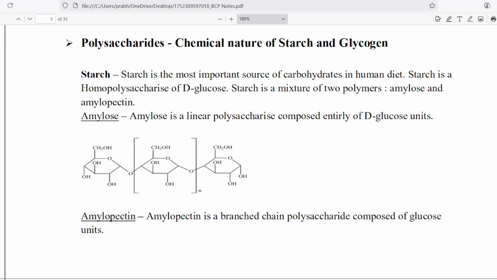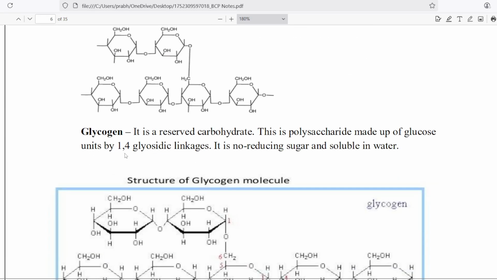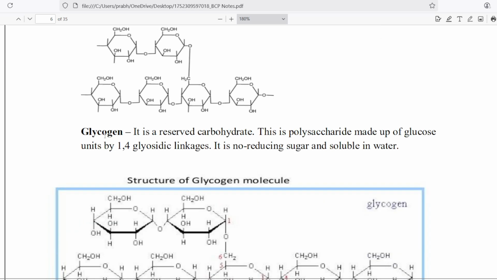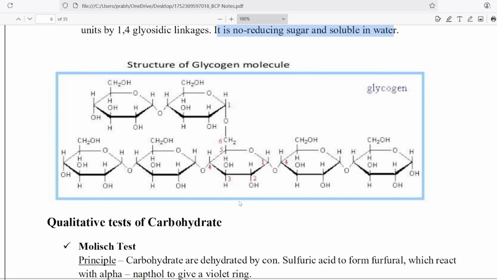This is a structure of amylopectin. Then next is glycogen. It is a reserve carbohydrate. This is a polysaccharide made up of glucose units by 1,4-glycosidic linkage. It is a non-reducing sugar and soluble in water. This is the structure of glycogen molecule.